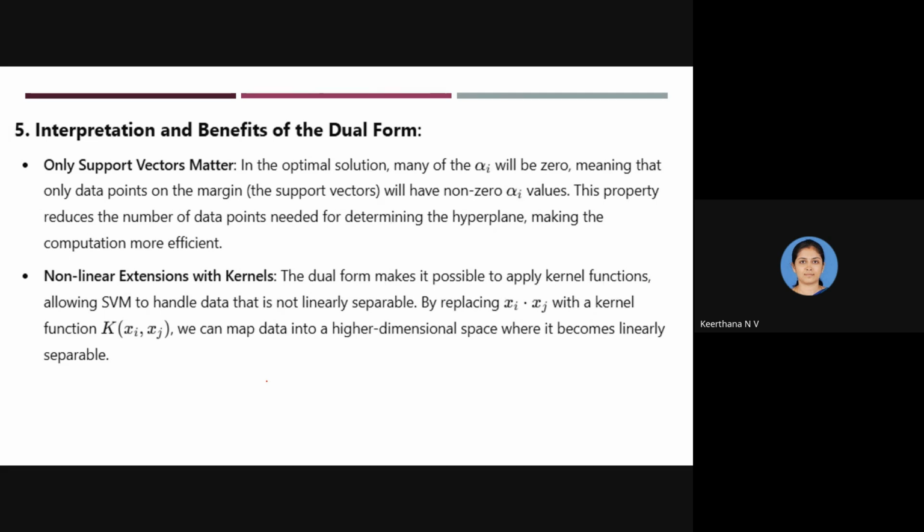Here only a subset of alpha will be non-zero. So the points xi corresponding to the non-zero alphas are known as support vectors. That's why the weight can be calculated efficiently based on the decision boundary mechanism, as we represented in the SVM classifier with the equation W star x plus b equal to 0.